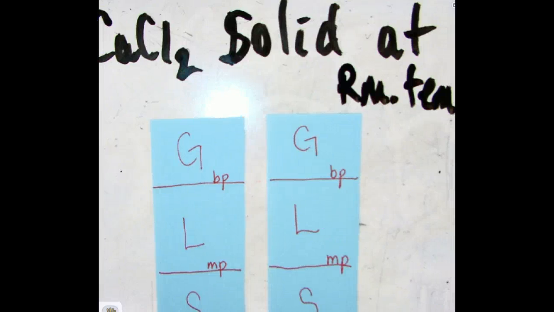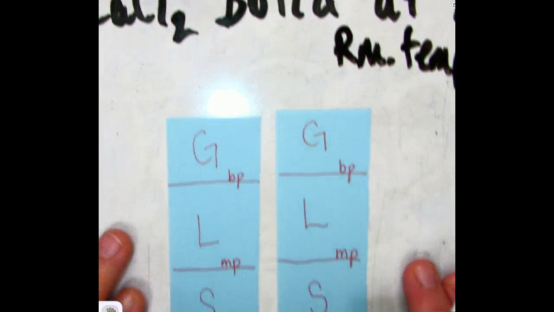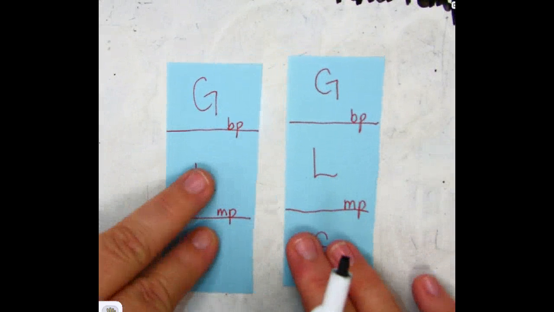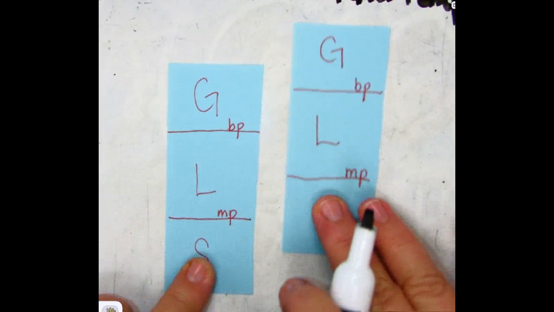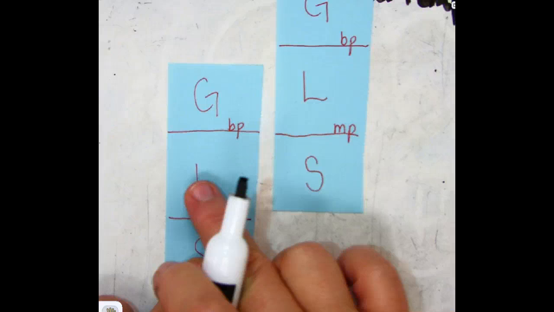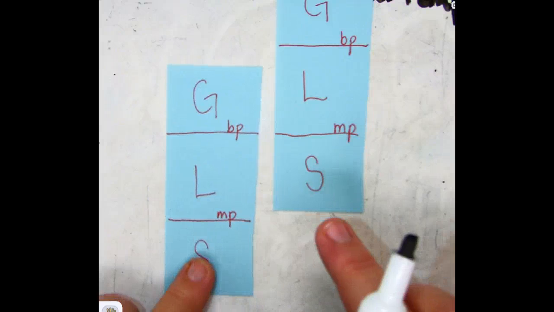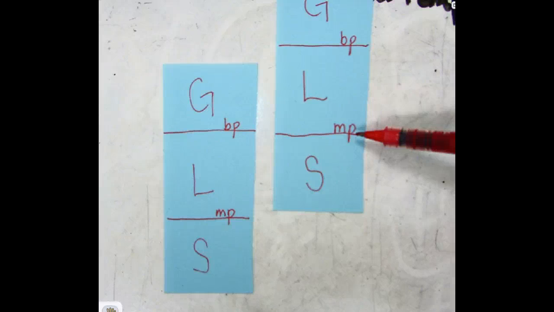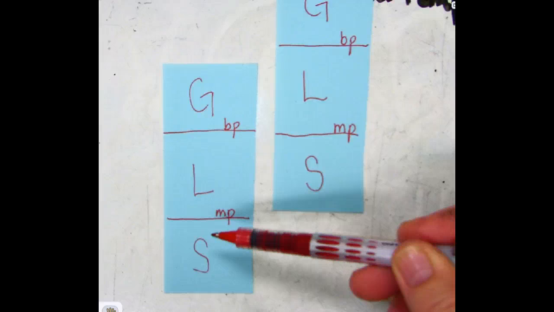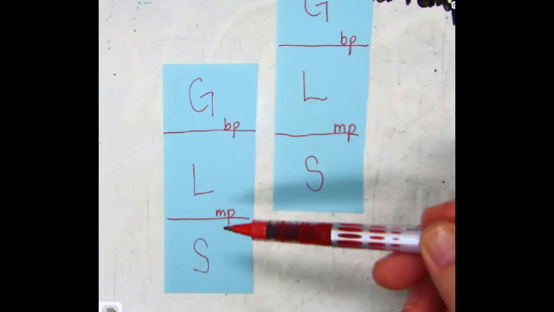Okay, so let's take a look. If calcium chloride is a solid at room temperature, let's take the water one and compare the calcium chloride one. So that means when water is a liquid, calcium chloride is a solid. So what can you tell me about that? Well, what you can tell me is that the melting point of calcium chloride is higher than the melting point of water. And that's what you need to be able to do, okay?